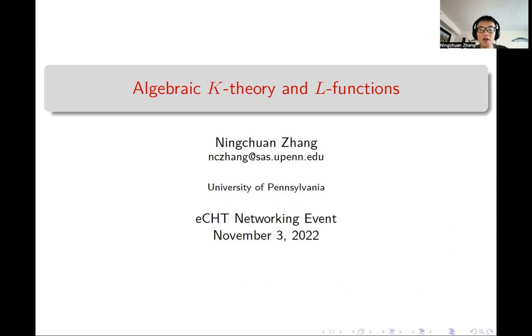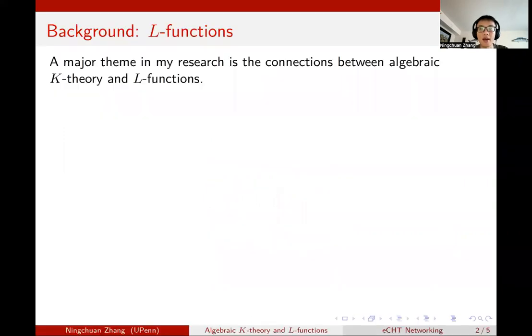So today, I'm going to talk about a major theme in my research, the connections between algebraic K-theory and L-functions. Before I talk about my results, let me give you some background.